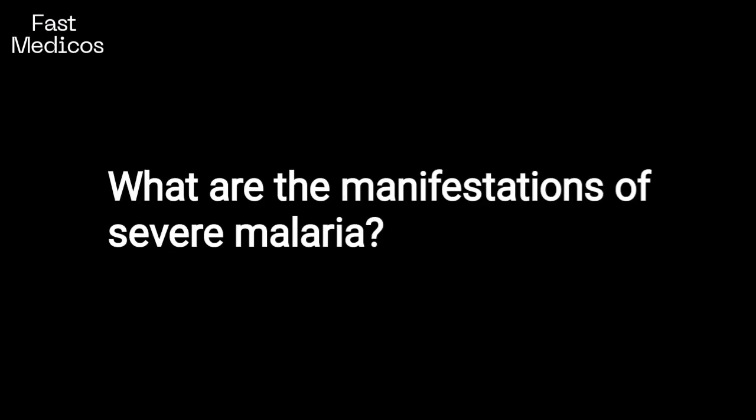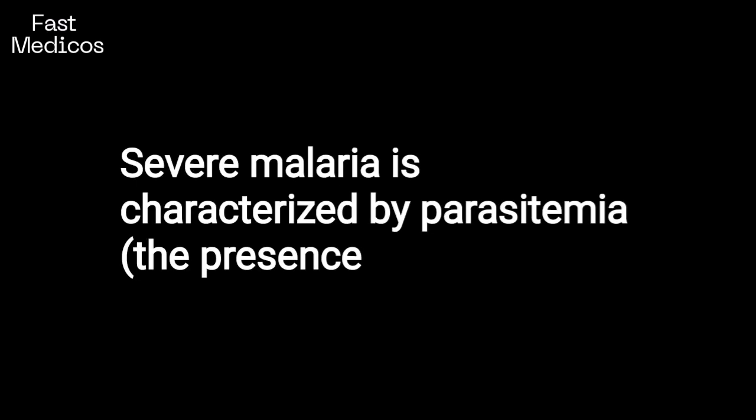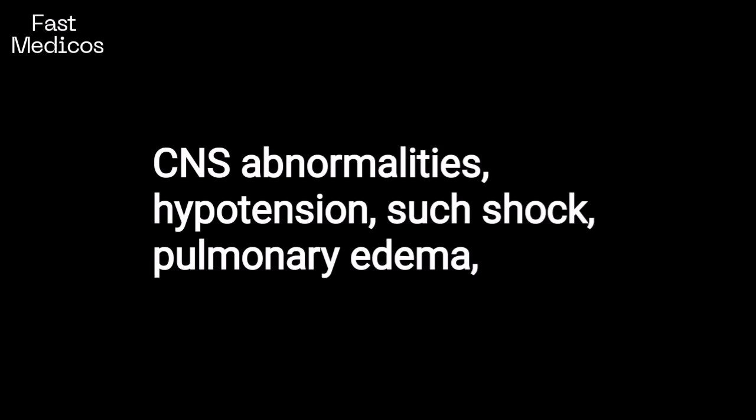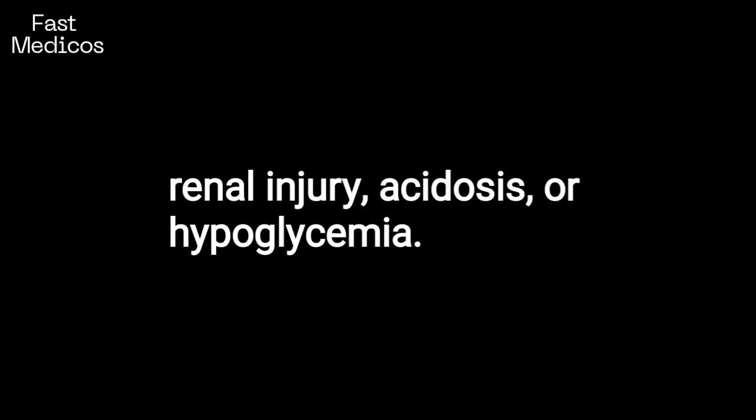39. What are the manifestations of severe malaria? Severe malaria is characterized by parasitemia, the presence of parasites in the blood, greater than 5%, CNS abnormalities, hypotension, such as shock, pulmonary edema, renal injury, acidosis, or hypoglycemia.